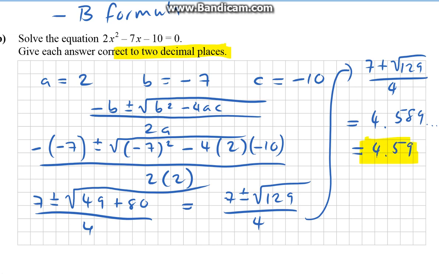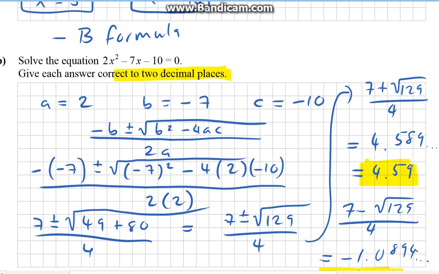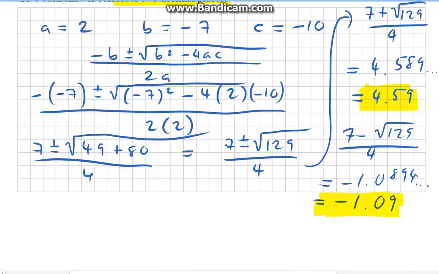And then if we have to do the second answer, we'll do 7 minus the square root of 129 divided by 4. That will give us minus 1.0894 and so on. It's 2 decimal places, so make sure you answer exactly how they want it. That'll give us minus 1.09. Okay, and I think that question is done.